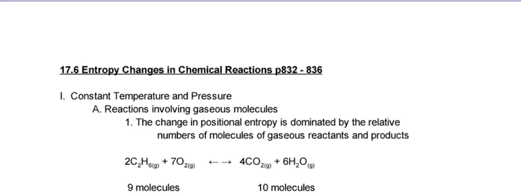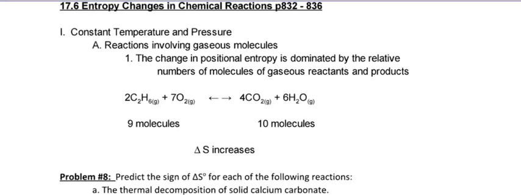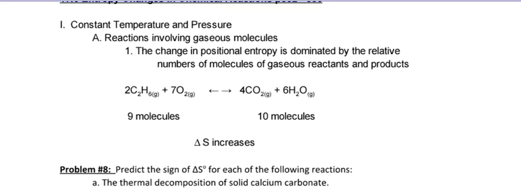So part 1 here, constant temperature and pressure. For reactions involving gas molecules, the change in entropy is determined by the relative number of molecules. So if we start from 9 molecules and go to 10 molecules, guess what? Delta S increases. It says predict the sign of delta S for the thermal decomposition of solid calcium carbonate. Why don't you give yourself a few minutes and think about what calcium carbonate will decompose into. Think about what all carbonates can decompose into, and then maybe that'll help you.